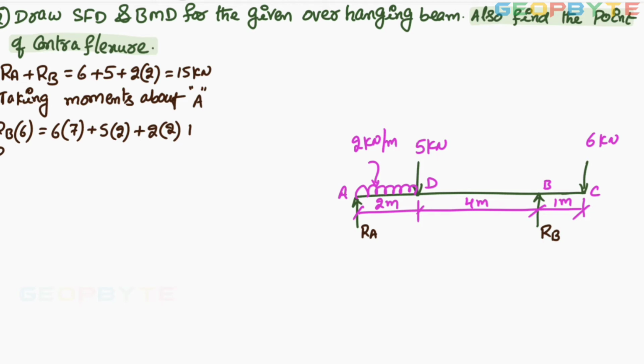From this we can decide the RB value. Let us decide the RB value. So I got RB as 9.34 kilonewtons. Then RA equals 15 minus 9.34, which is 5.66 kilonewtons.